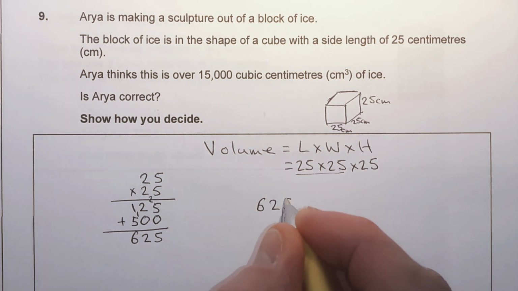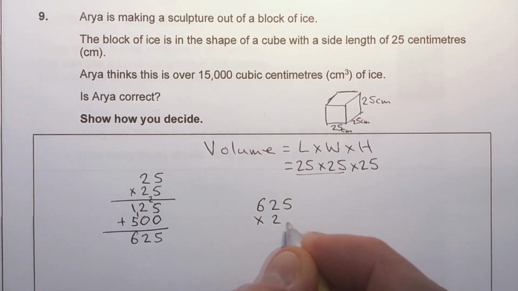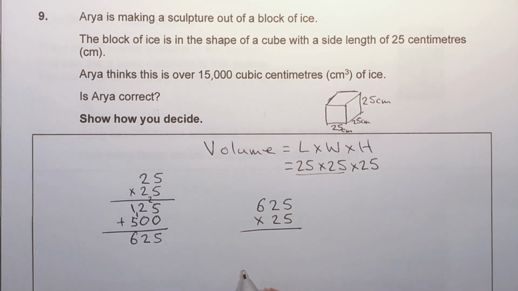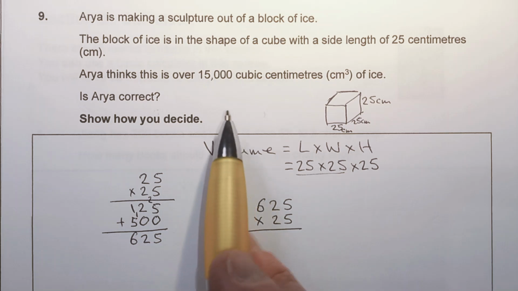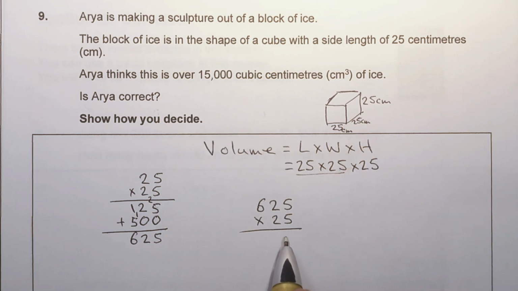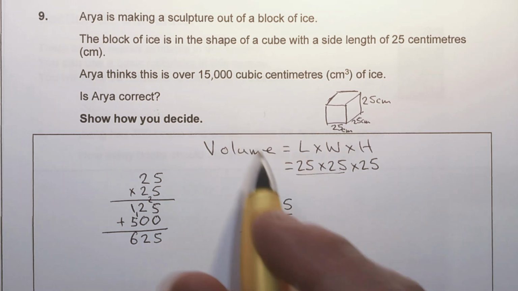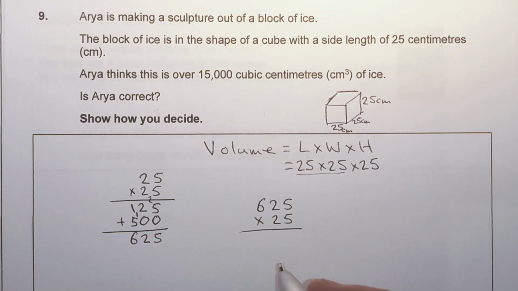So 625 times 25. Now there may be other ways of doing this. You could treat it like a division, which is actually quite a nice way of doing it. What you could do now is divide the 15,000 by the 25. But I'm going to continue multiplying and then compare it to the 15,000.